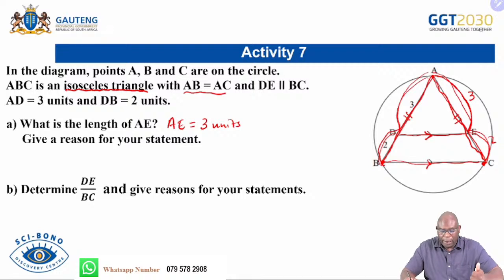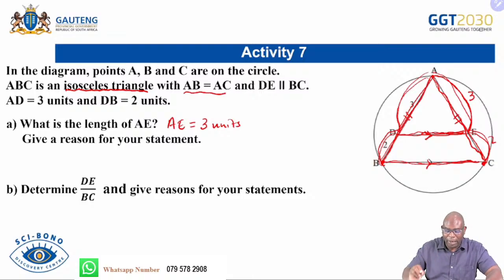Now, part B states: determine DE over BC and give reasons for your statements. Very important question. We have not done anything on DE on the lines that are parallel. And please, we cannot say DE is half of BC. This is not the midpoint theorem. This line is not equal to that line. This line is not cutting the midpoints of the two lines. It's not going through the midpoints of those two lines.